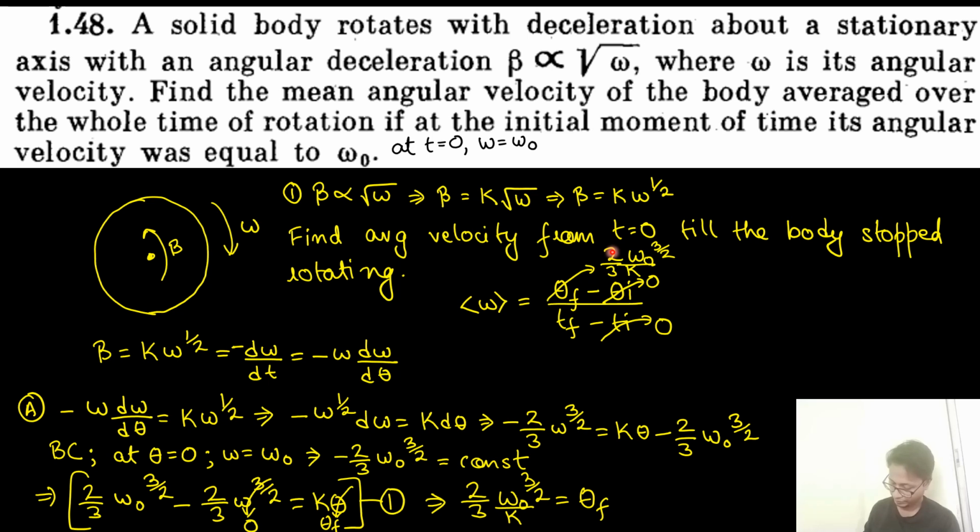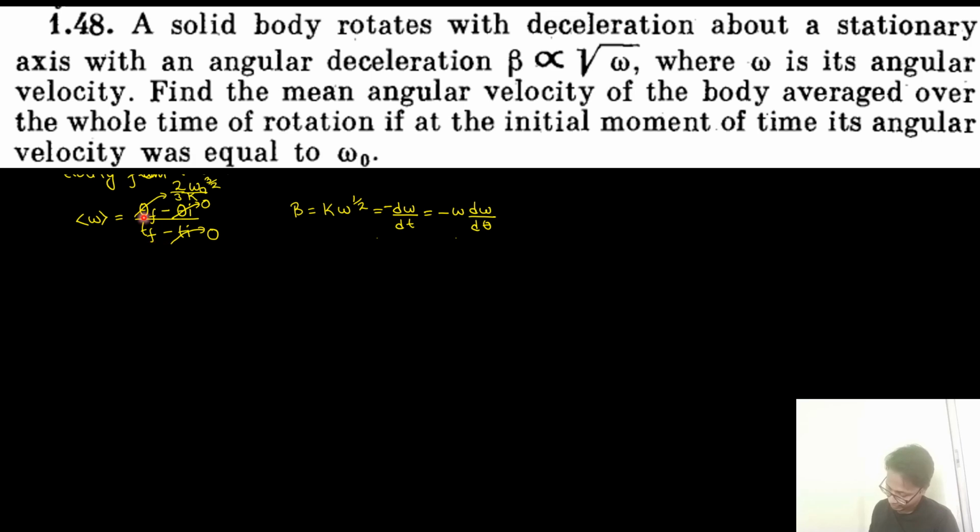I'm taking this entire equation to the left hand side. Remember this equation and this equation. Now I need to find out the t final. I found out the theta final from the first equation. Now I have to find out the t final from the second equation. Writing the equation as minus d omega by dt is equal to k omega to the power 1 by 2, or minus d omega divided by omega to the power 1 by 2 is equal to k dt.